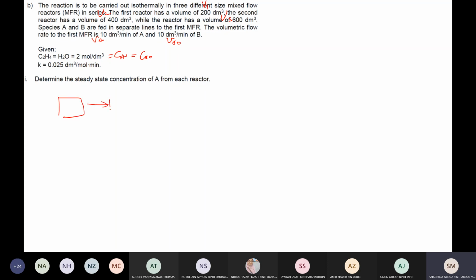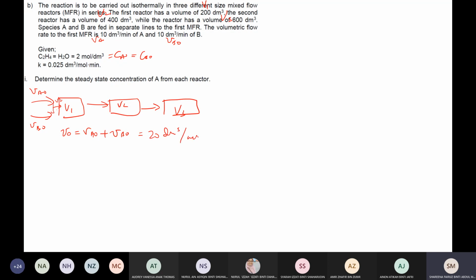We have a tree here. So we have a VA naught and then we have a VB naught. Okay, so we have V1, V2 and this is V3. Okay, so basically V naught yang masuk sini, you kena campurkan lah. V0 is equal to VA0 plus VB0. Okay. So ni pun macam ada tutorial, kita dah pernah bincangkan yang ada 2 feed ni. So is equals to 20 decimeter cube over minute.